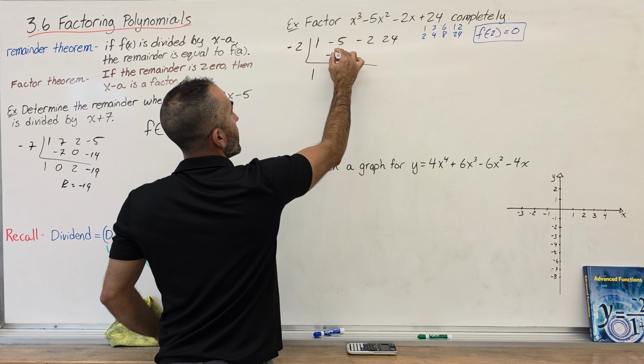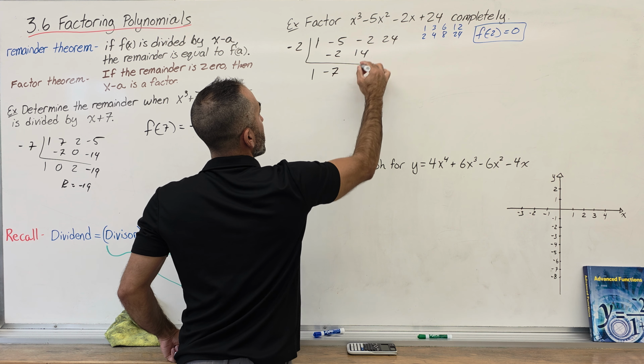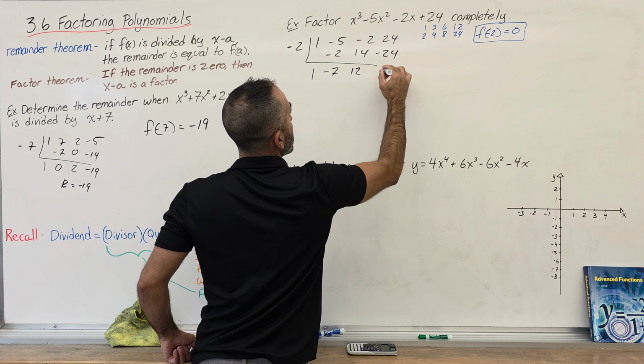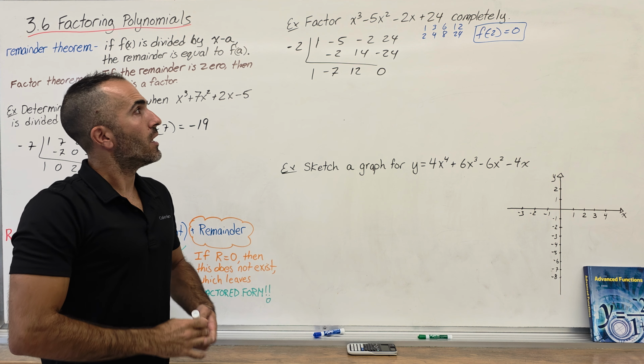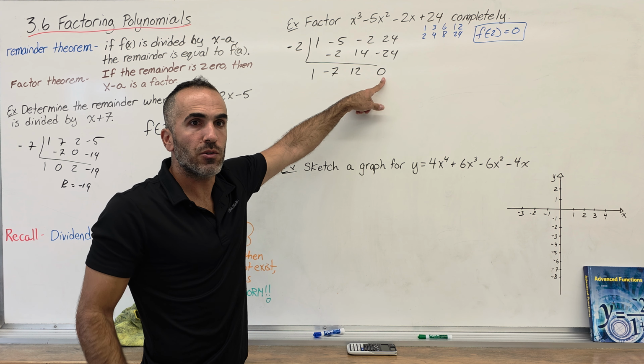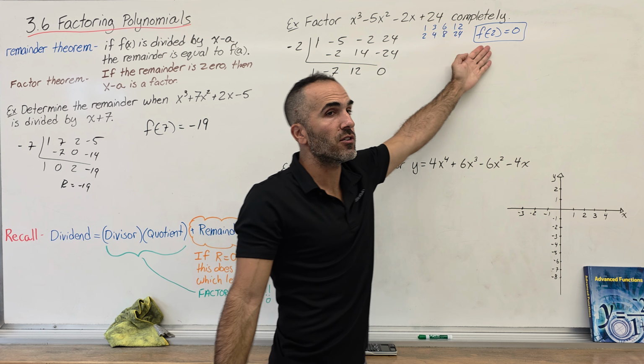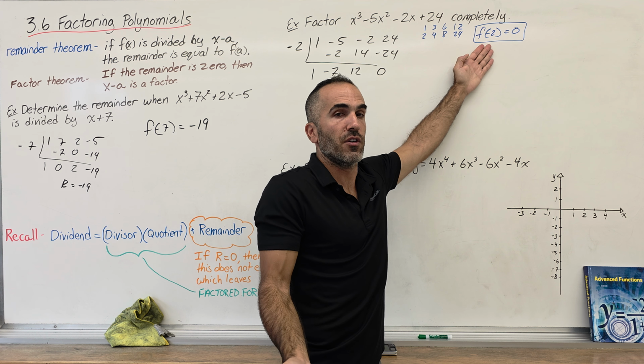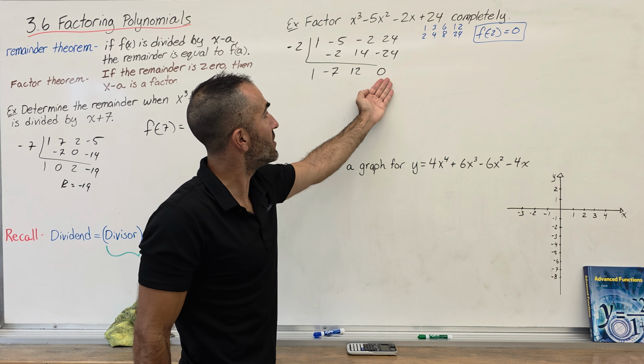Bring it down, multiply, add, multiply, add, multiply, add. If you did this, and by plugging it in, you're not getting 0, something is wrong, because the remainder theorem tells us it is 0 if I plug in a negative 2. So this has to be 0.